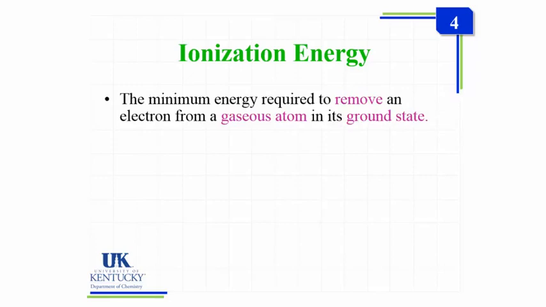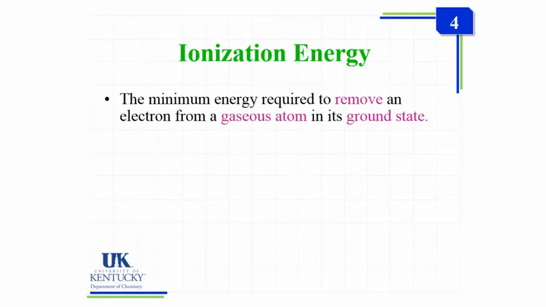So let's begin by defining ionization energy. Ionization energy is the minimum energy required to remove an electron from a gaseous atom in its ground state. So I've got various words highlighted in pink: remove, gaseous atom, and ground state, because these are important components of this.